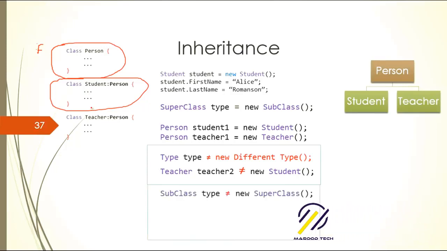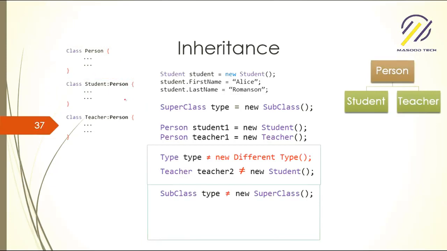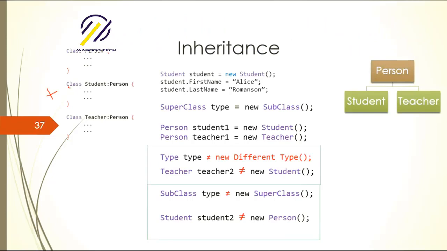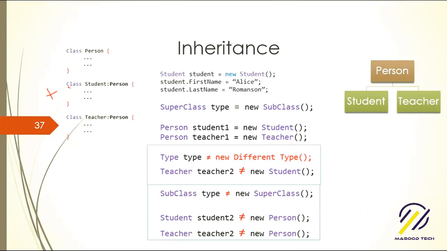Another thing is that you cannot create your subclass from your superclass. So that's very interesting. As I've said earlier, a student class has all the properties of person, plus some extended properties. So it really needs those extended properties to be instantiated, but a person has fewer properties than a student. So a student class cannot be created from a person class. If you try to create a student object from a person class, you'll fail. And if you try to create the teacher object from the person class, you'll also fail.